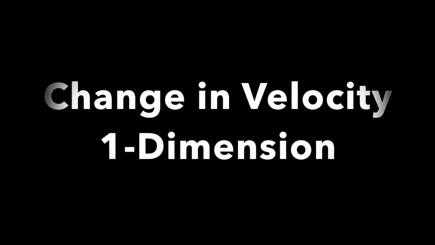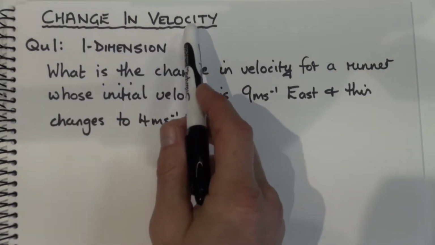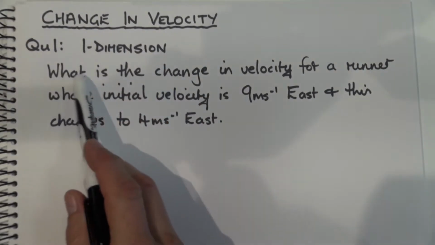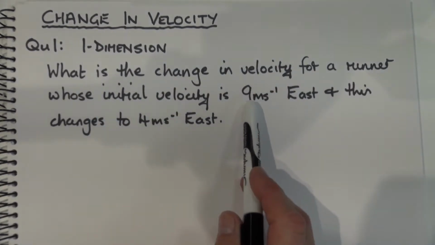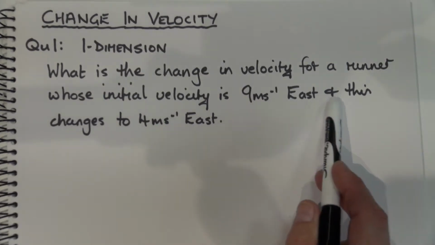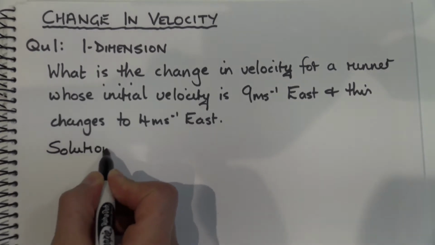In this video, we're going to look at changing velocity in one dimension. We're going to have a scenario where there is a change in velocity for a runner whose initial velocity is 9 meters per second east, and this is going to change to 4 meters per second east. So let's work through this solution.